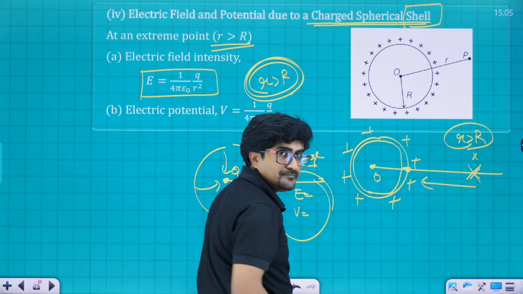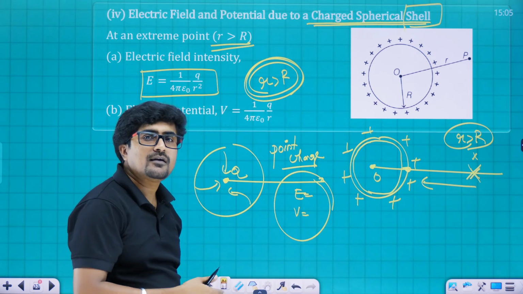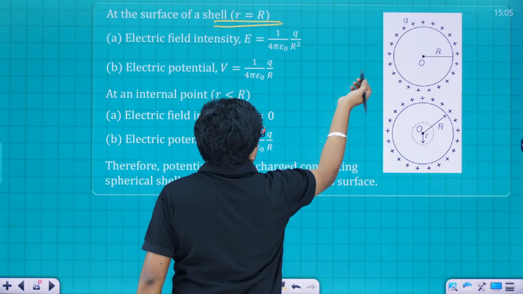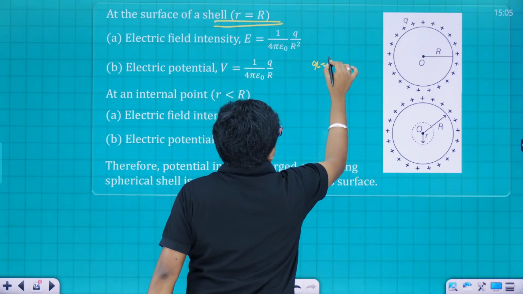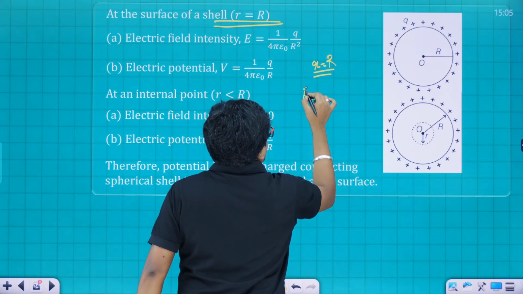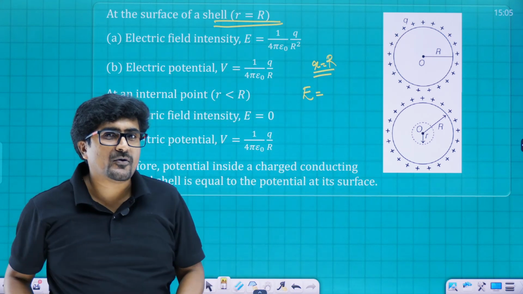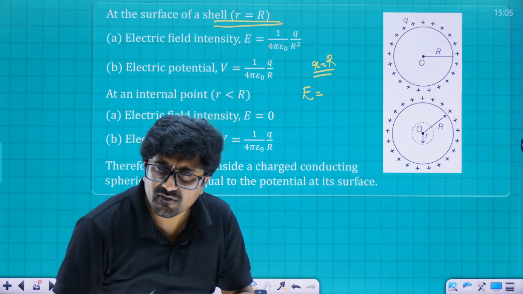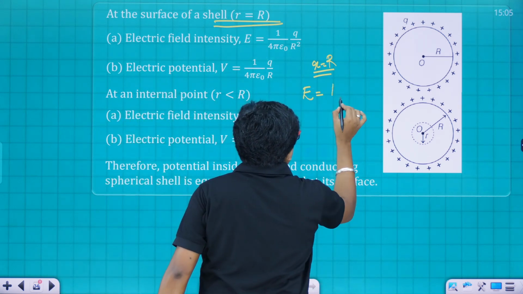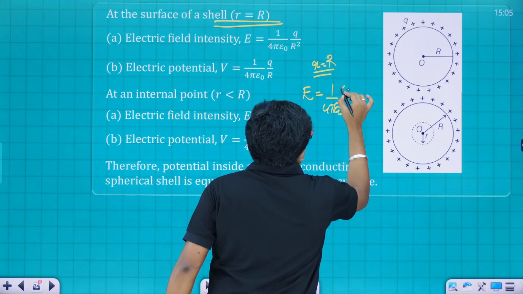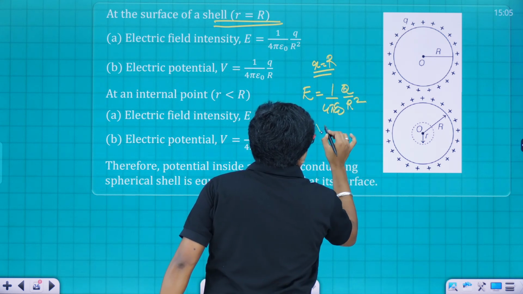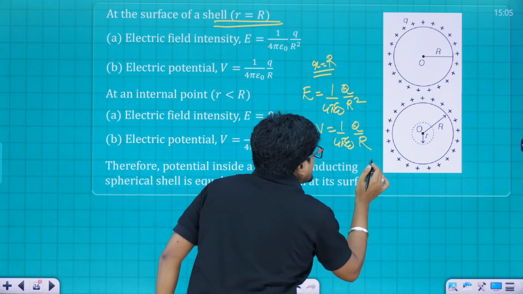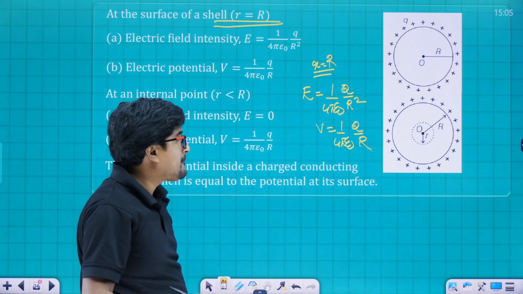Next, if the point is at the surface, I told you our journey starts from here and now it's going to be somewhere here. It's going to be the same only. Let's have a look. If small letter r equal to capital R, what was the electric field due to a point charge? It was 1 divided by 4 pi epsilon naught q by small letter r square. Now you have to just replace small letter r with capital R. That's all, it is equal to 1 divided by 4 pi epsilon naught capital Q by R square, and V is going to be 1 divided by 4 pi epsilon naught Q by capital R. That's all.